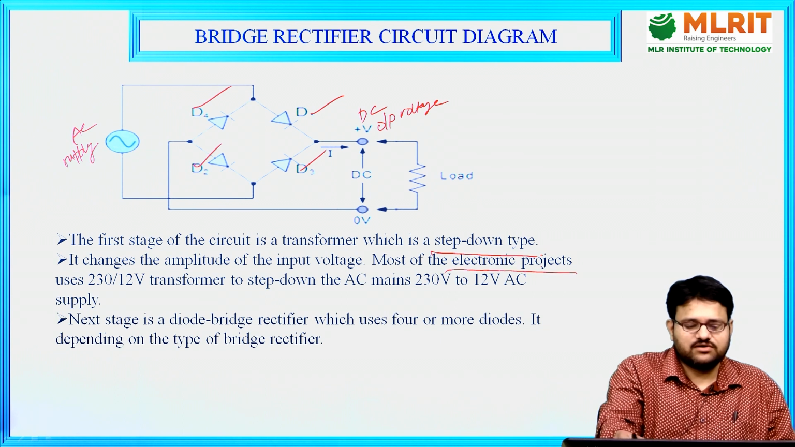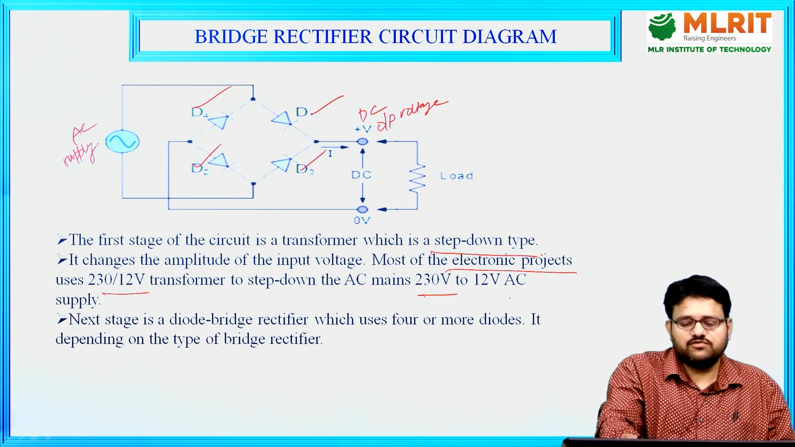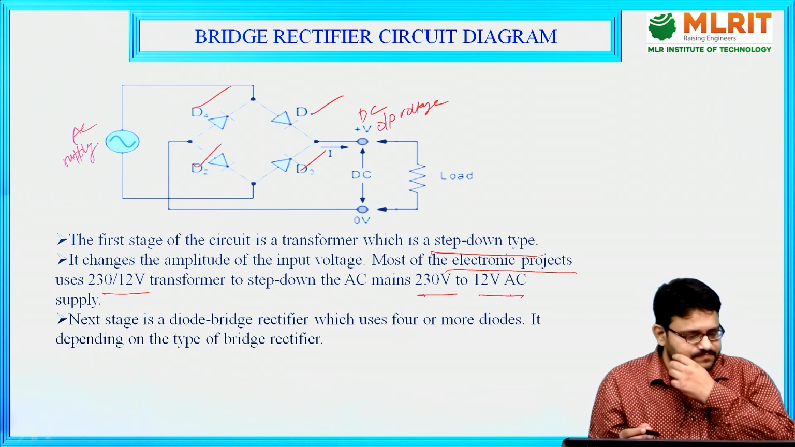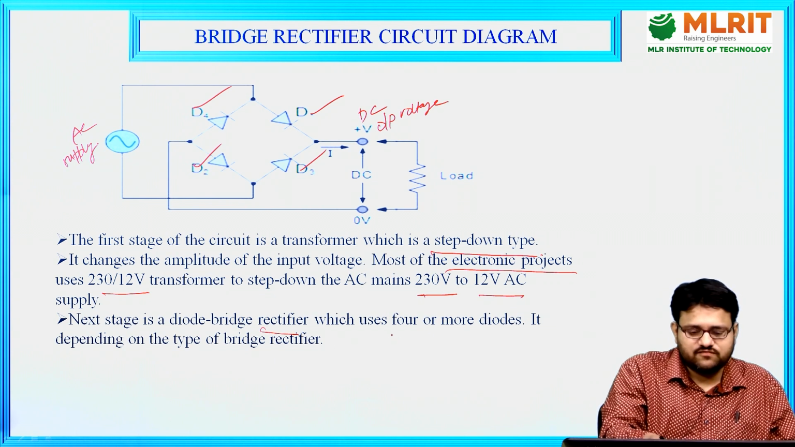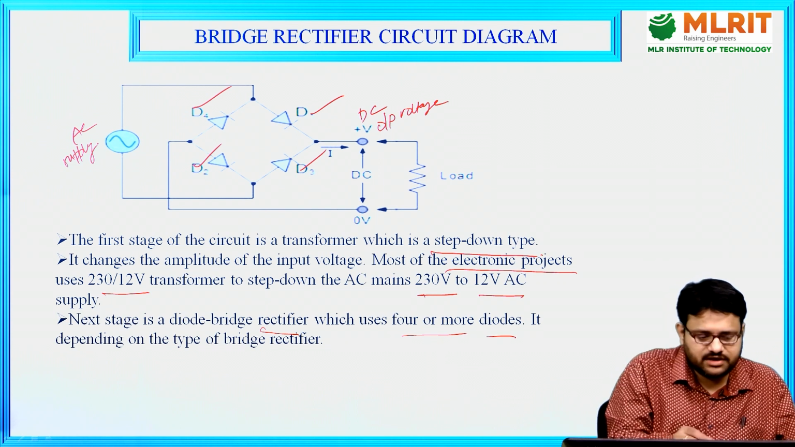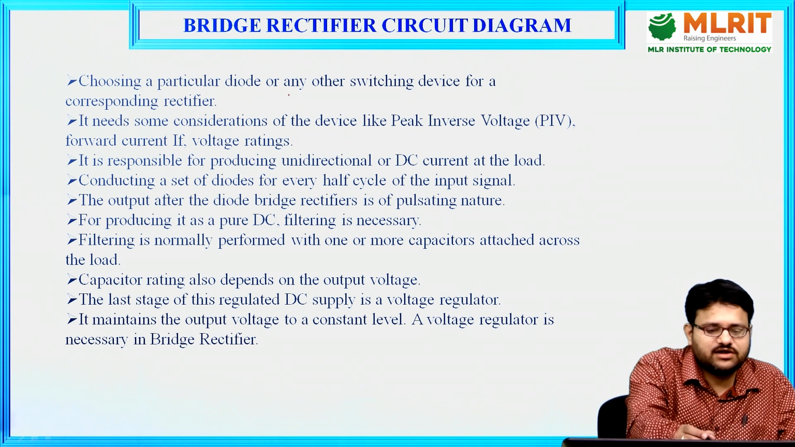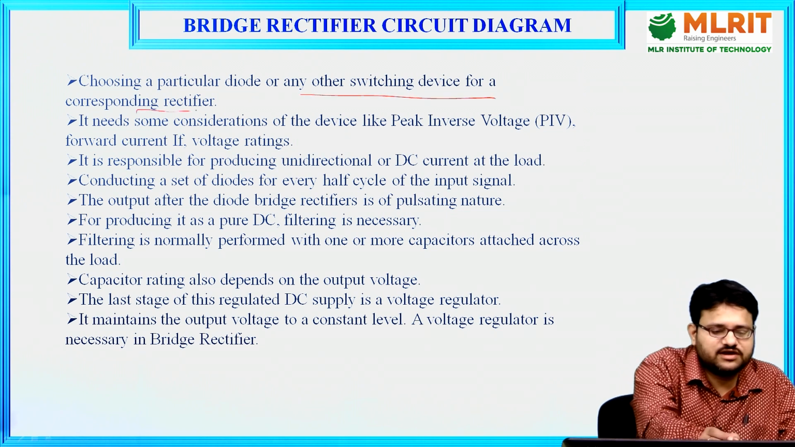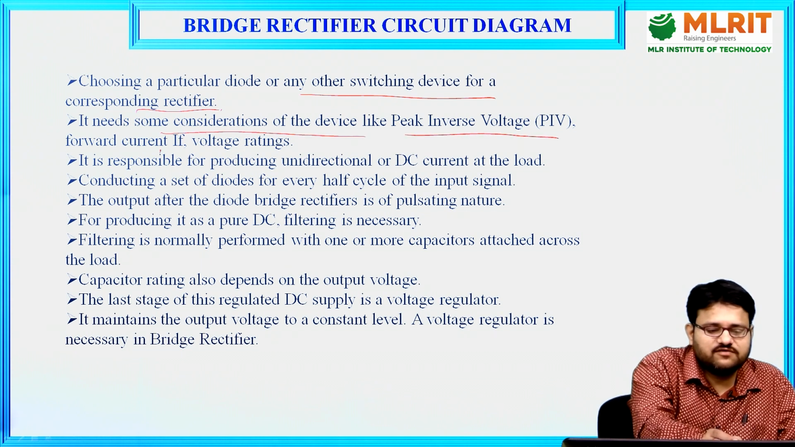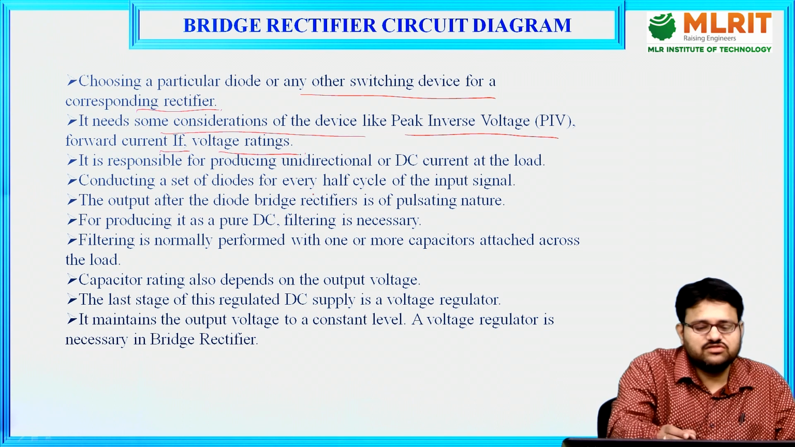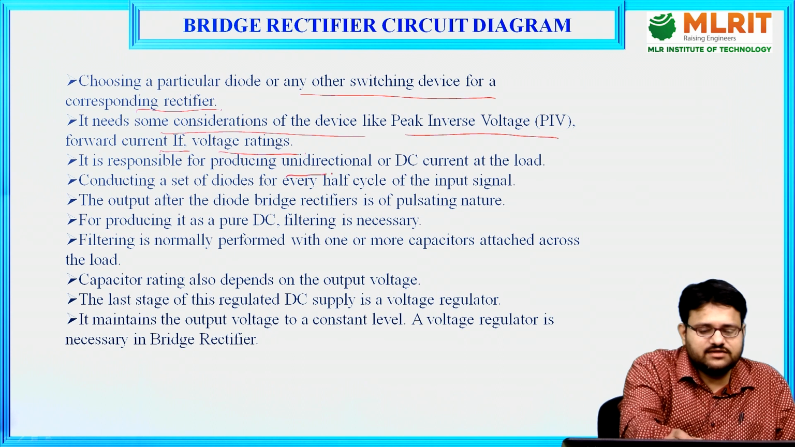Most electronic projects use 230 by 12 volts, so the transformer steps down the AC mains 230 volts to a 12 volt AC supply. The next stage is the diode bridge rectifier, which uses 4 or more diodes depending on the type of bridge rectifier. Choosing a particular diode or any other switching device for a corresponding rectifier needs some consideration of device ratings like peak inverse voltage PIV and forward current IF. It is responsible for producing unidirectional or DC current at the load.